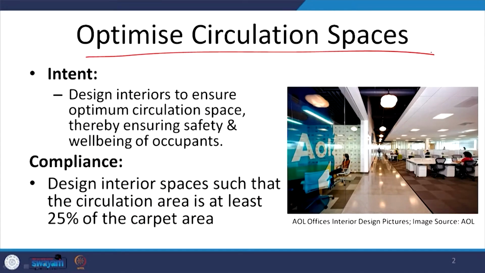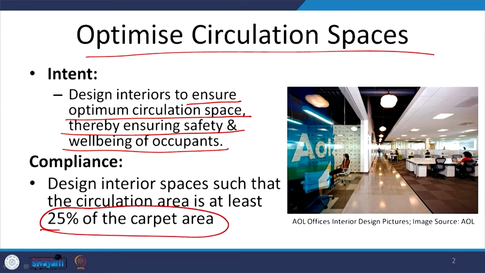The intent of this particular criterion is to design interiors to ensure optimum circulation space and thereby ensure safety and well-being of occupants. The compliance approach is that the interior space should be designed in such a manner that at least 25% of the carpet area is designed as the circulation area. However, here we are talking about optimization. So, there are two things which need to be followed. One, that at least 25% of the carpet area is being used as circulation area, and the other is that as per the codes, the minimum requirement for circulation area shall be fulfilled.